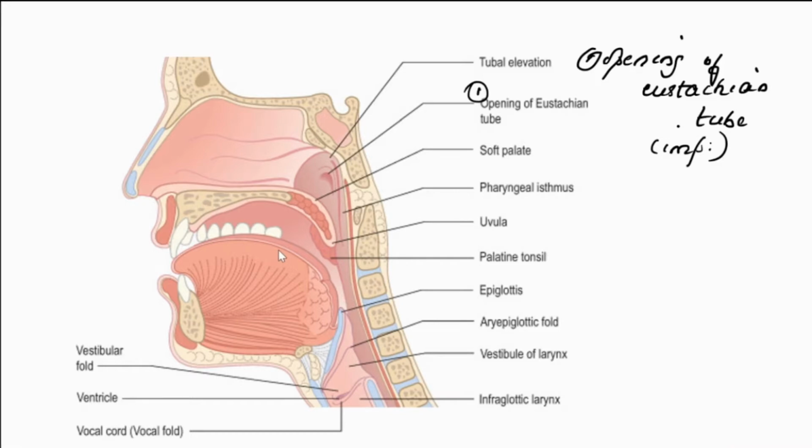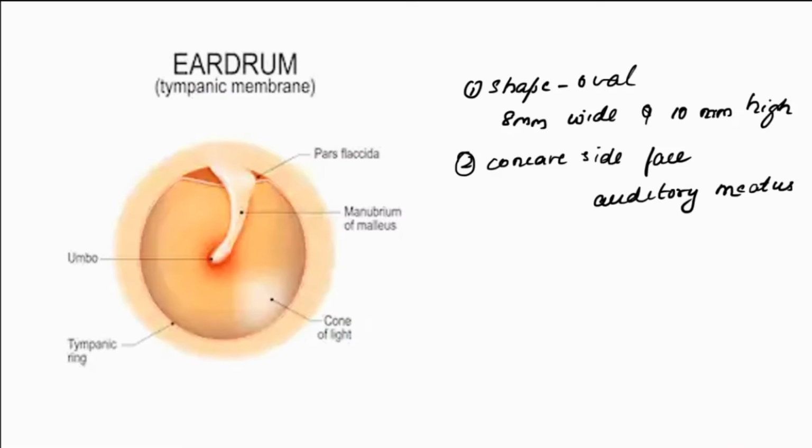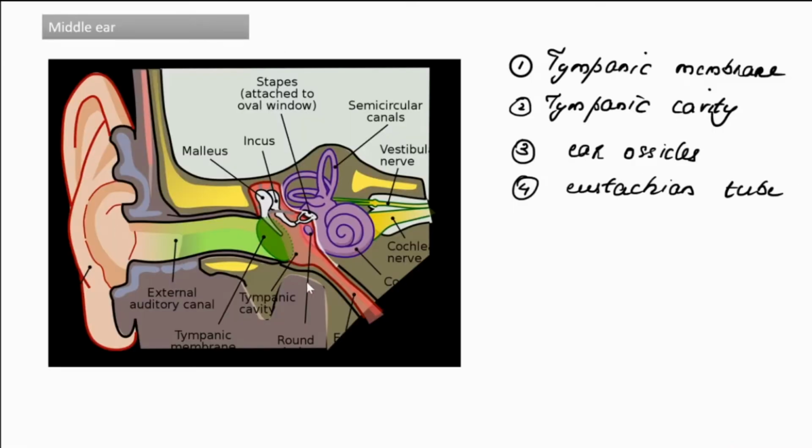Eustachian tube. Eustachian tube is the last structure, the last part of the middle ear. Here we can very clearly see the Eustachian tube. What is its peculiarity? It connects the middle ear to the pharynx. Middle ear to pharynx. In that way, the ear is communicating with the mouth, to some extent, we can say.